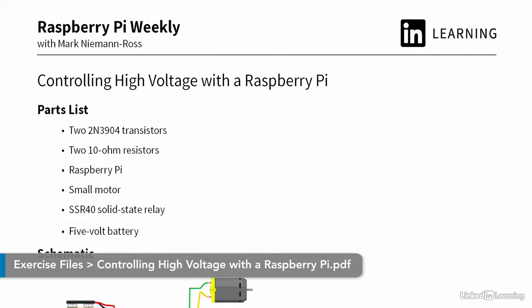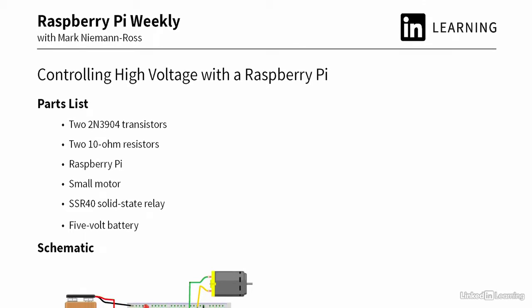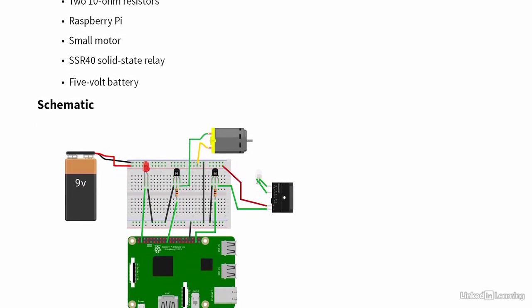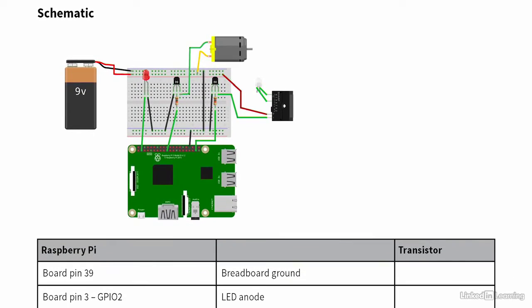You'll need some basic transistors, resistors, a small motor, and a solid-state relay. The handout includes a schematic for connecting these demonstration circuits. I've built the 3 parallel circuits to show different concepts.